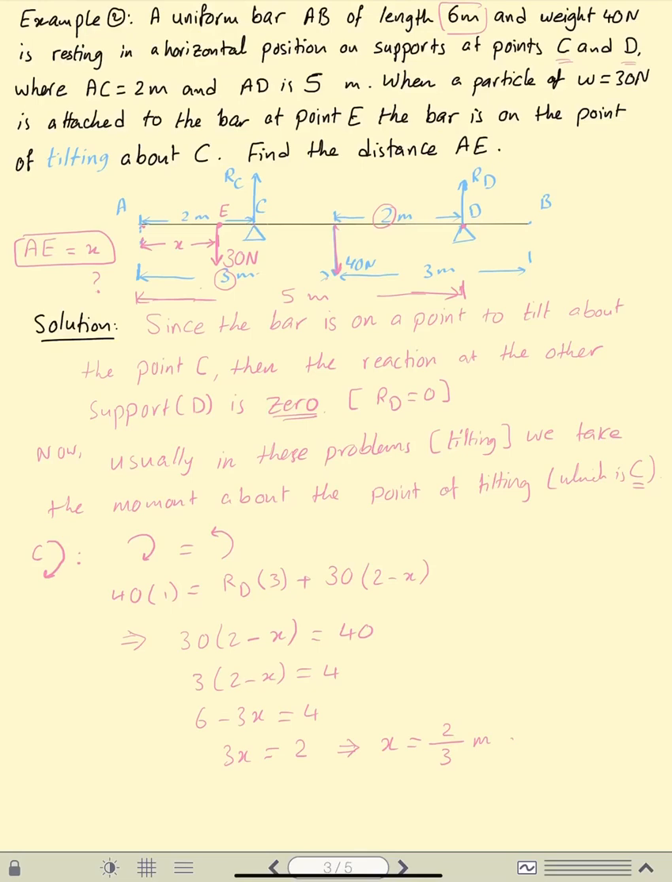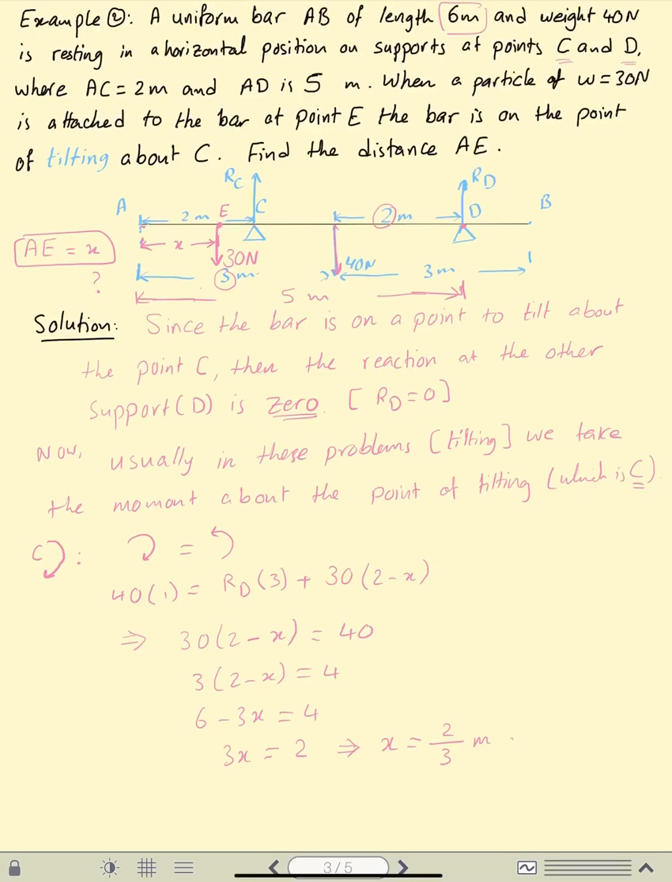Good. When a particle of weight 30 newtons is attached to the bar at a point E, a new, different point, and the bar is on the point of tilting about C. Tilting about C. This is common, and many students most of the time complain about this in the exams. I don't understand. So I did explain this to you in detail here. When the particle of 30 newtons is attached to E, we don't know where E is, so we point E like I did.